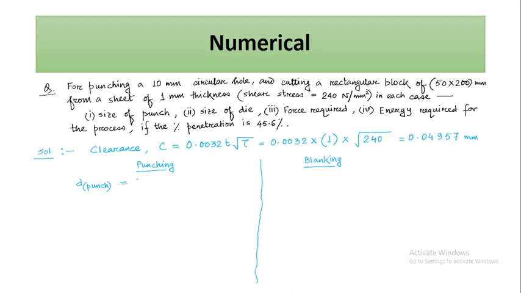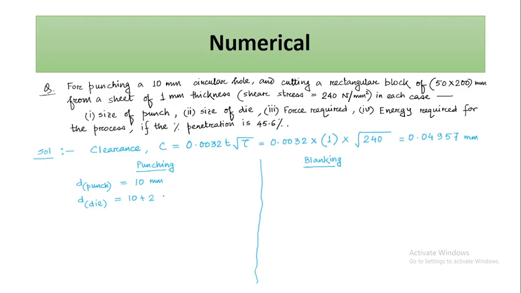We know what we have learned, that in case of punching operation, the punch size will be equal to the size of the hole. So the hole is 10 mm, so punch size will also be 10 mm. Now we have to find out the diameter of the die. We have to provide the clearance in the die, so the die size will be greater than the punch size.